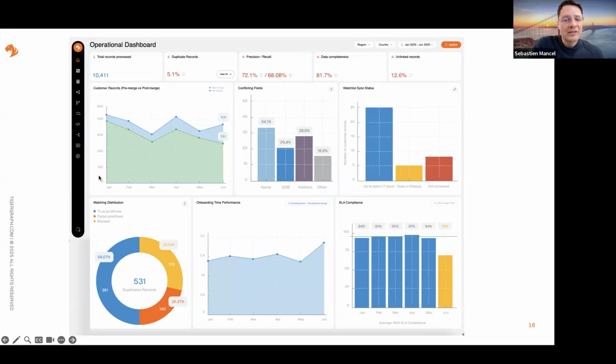Precision, which in this case is 72%, tells us how many flagged duplicates are truly matches. What a low precision rate means is that teams are chasing false positives that aren't actual matches. Recall, on the other hand, and in this case it's 68%, tells us how many real duplicates were successfully captured. Low recall is indicative of many missed duplicates, real risk slipping through the cracks.